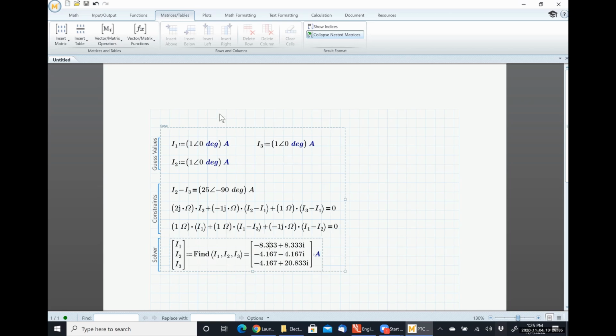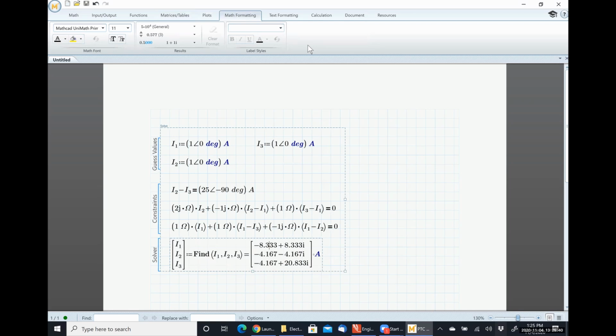So for those of you who like to play around with MathCAD to help with your homework, if you go to the Math Formatting tab here, and you go to this bottom right-hand button in this window, you can tell it to express your answer in rectangular form with I as your imaginary operator, rectangular form with J as your imaginary operator, polar form expressed in pi radians, polar form expressed in radians, or polar form with the angle expressed in degrees, which is the one that I prefer. So I literally just press that button and it converts everything to that format that I like.